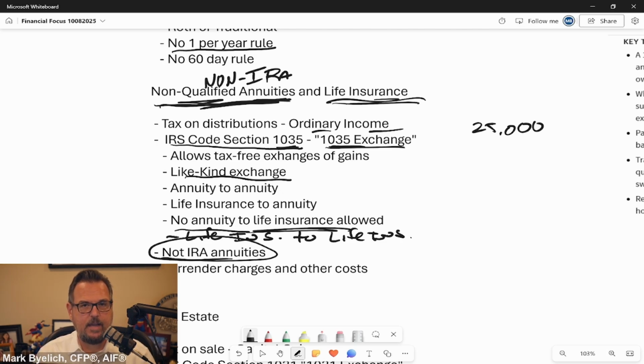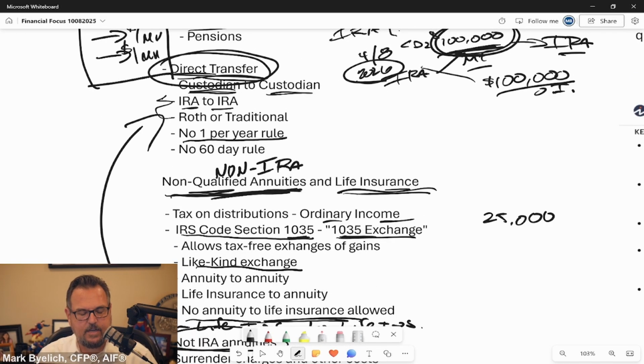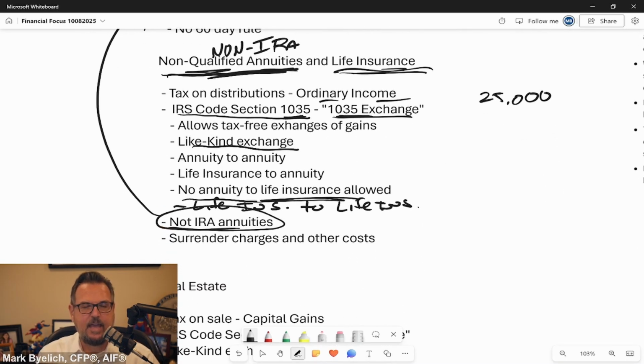apply to IRA annuities. IRA annuities held in IRA accounts follow these rules, right? Direct transfers, IRA to IRA. So if you wanted to transfer an annuity you have in an IRA to another annuity in an IRA, that would actually be a transfer, not a 1035 exchange. A 1035 exchange is only for non-IRA, non-qualified annuities.